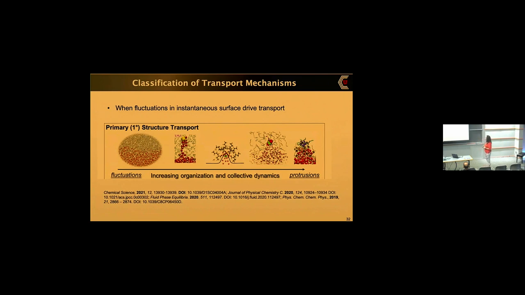And so we've been able to bin them into two groups. The first group is when you have transport processes that are based upon the fluctuations in this instantaneous surface. This includes the water fingers that were talked about the other day, as well as larger architectures, which we call protrusions, that derive from surfactant self-assembly. We call this primary structure transport because it's based upon the primary instantaneous surface fluctuations only.